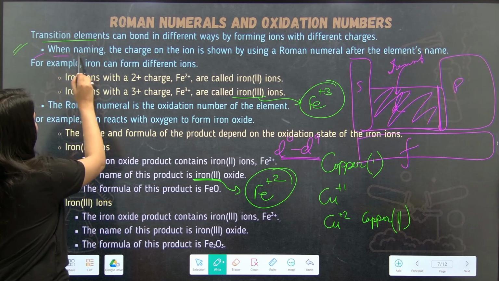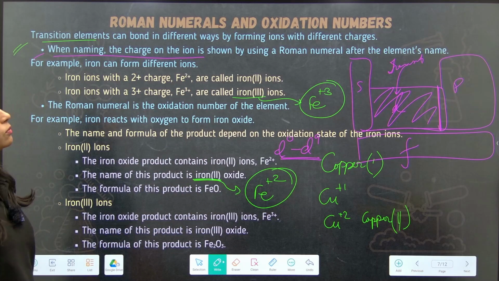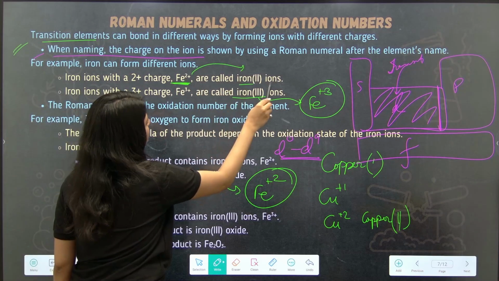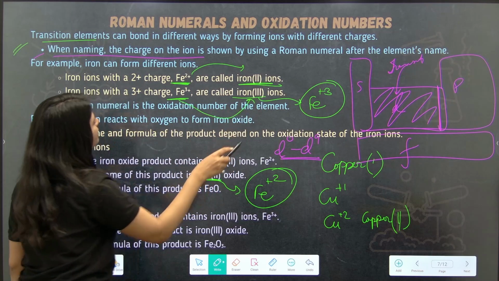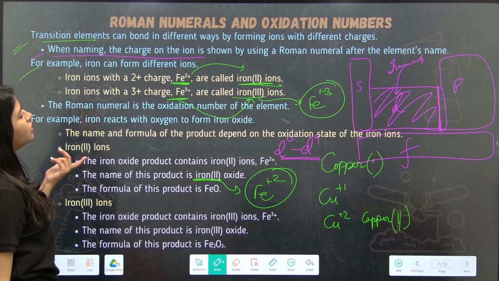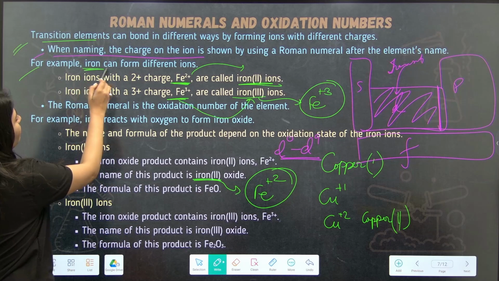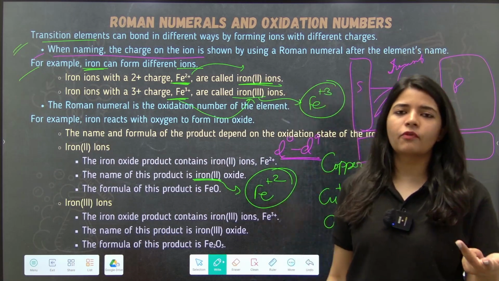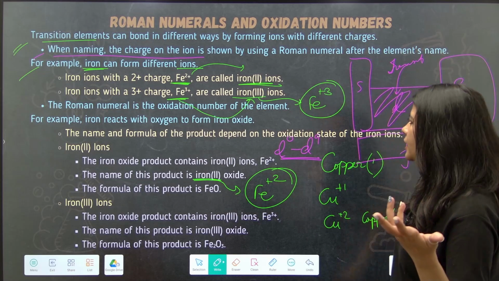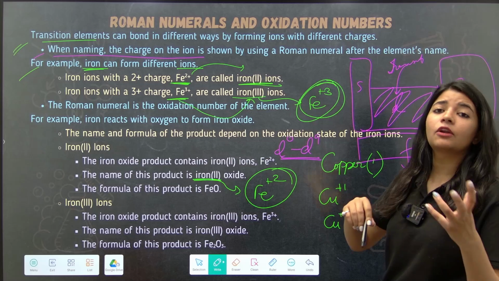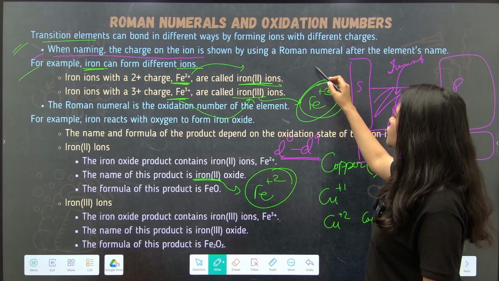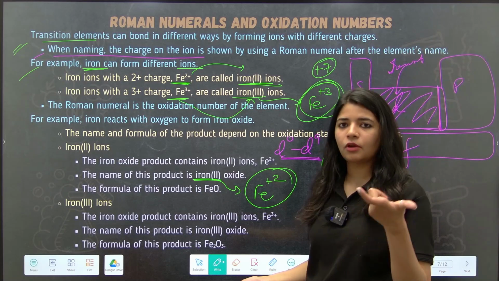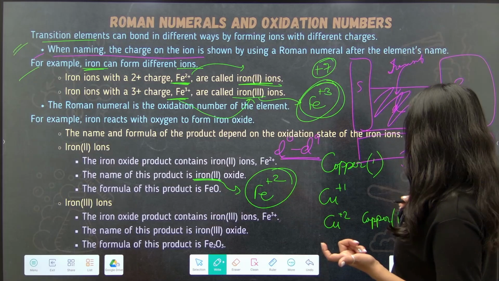Next: when naming, the charge on the ion is shown by using a Roman numeral after the element's name, which we have just discussed. This Fe2+ is named like this, and this Fe3+ is written like this. Iron can form different ions. Basically, iron can show two valencies, +2 or +3. +4 it can also show, but rarely. Very often it shows +2 and +3. Copper shows +1 and +2. Manganese shows up to +7. So how do we inform in the name what the oxidation state is in this particular compound? We write it in the bracket.